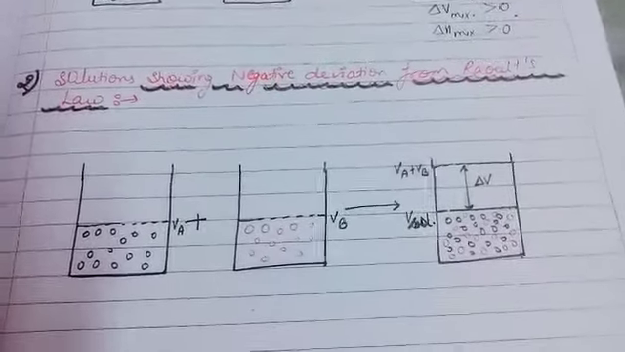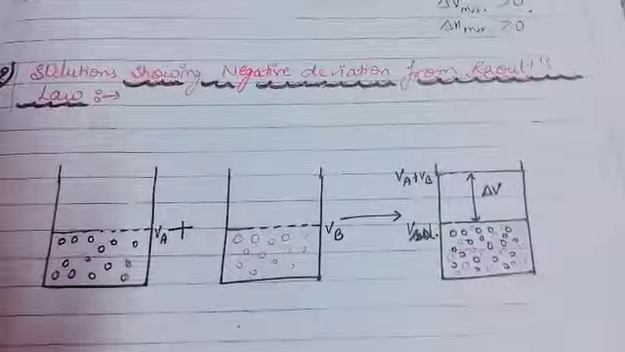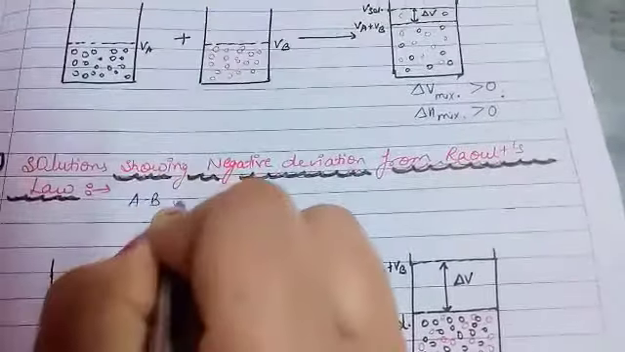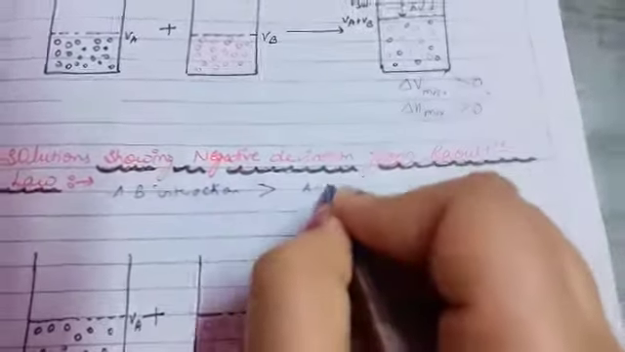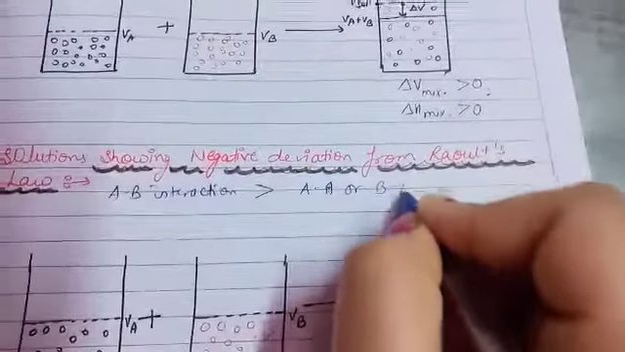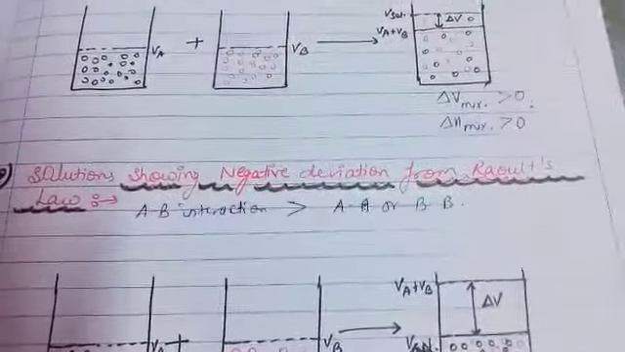Now second we have the solution showing negative deviation from Raoult's law. Now in this case again the condition is opposite. Now in this, the AB interaction is stronger in comparison to AA or BB interaction. It means previously the interaction is comparatively weak, but after combination of two liquids the interaction is strong.